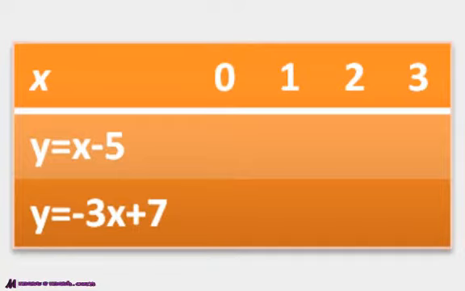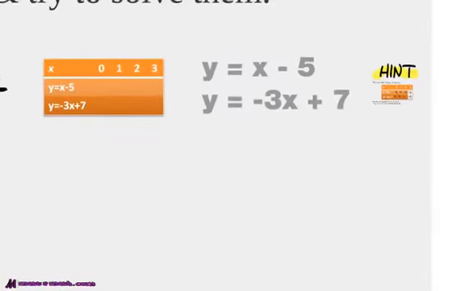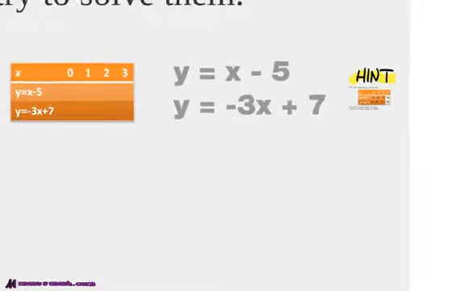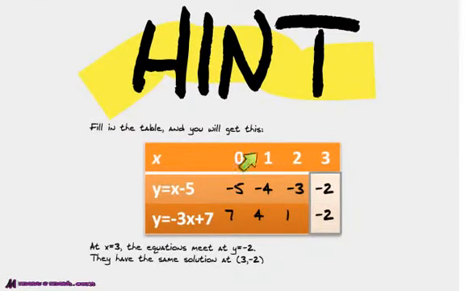Plug in 0, get your point. Plug in 1, get your point. Plug in 2 for both of them, get your point, and see what happens. You have x minus 5, negative 3x plus 7. You plug in 0, and you get negative 5. Plug in 0 here, you get 7. Plug in 1, negative 4, 4. Plug in 2, negative 3, 1. Plug in 3, negative 2, negative 2.